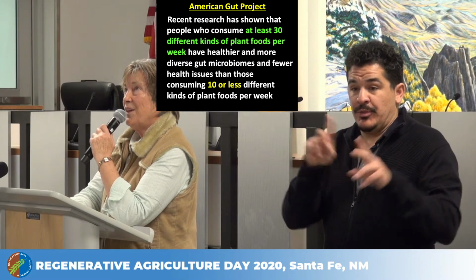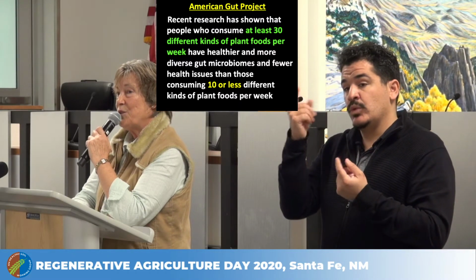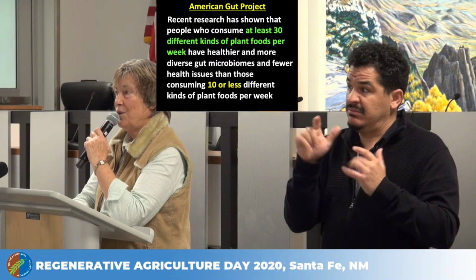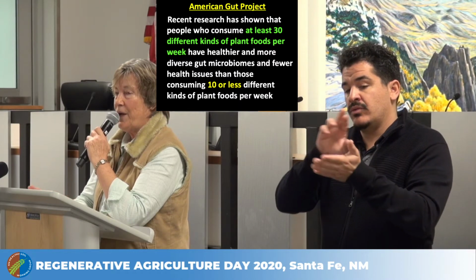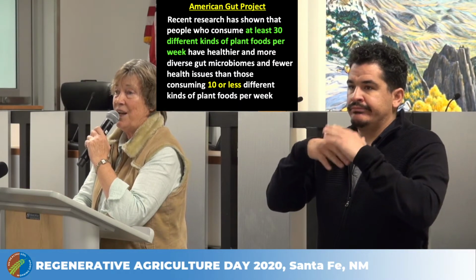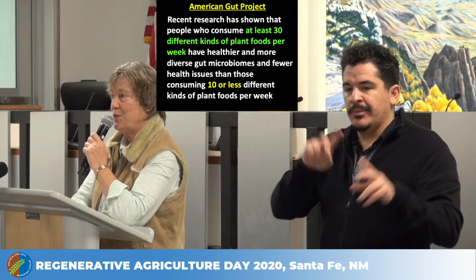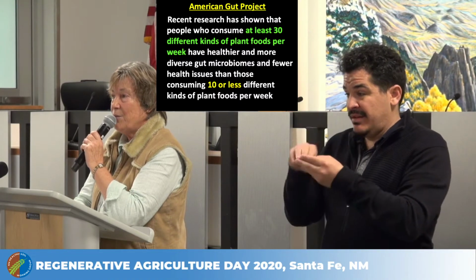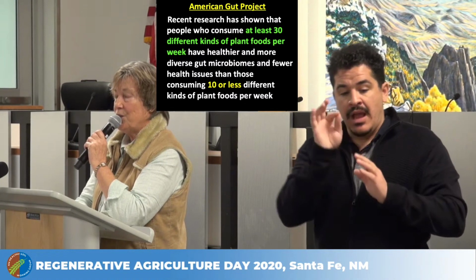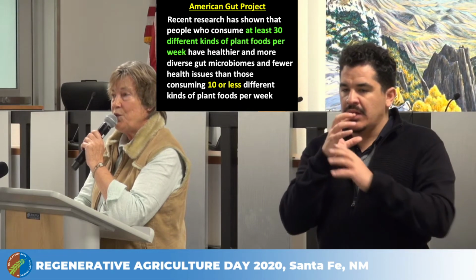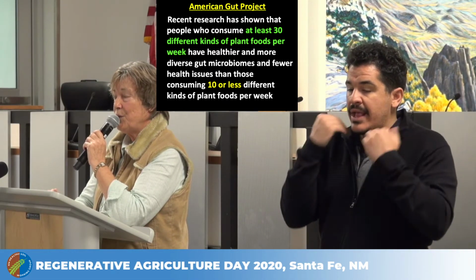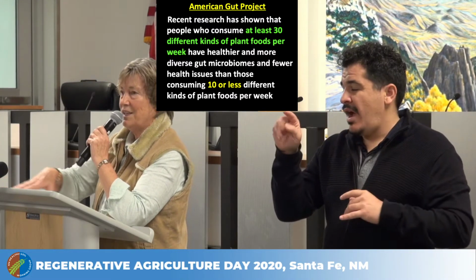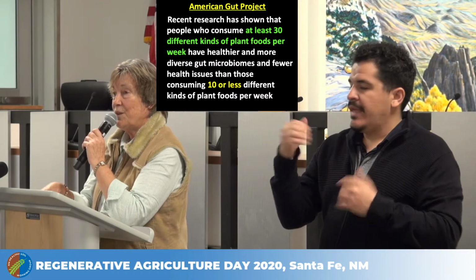But what they did was, 11,000 people participated in this project. So that's big. Most medical research involves, at the most, hundreds of people. It's very, very expensive to undertake medical research. So 11,000 people. What they found by analysing that data, anonymously of course, was that the people who consumed 30 or more different kinds of plant foods in a week had very diverse gut microbiomes. They had long lists of everything that lived in their gut and were very healthy.